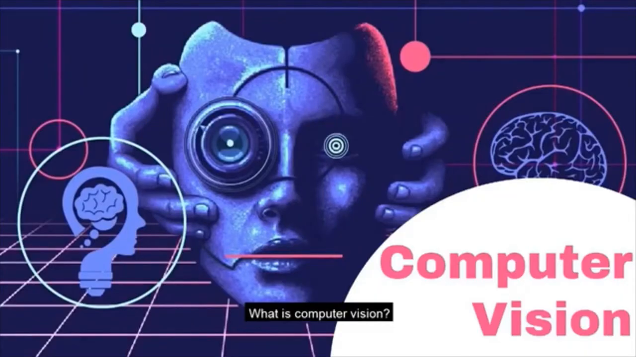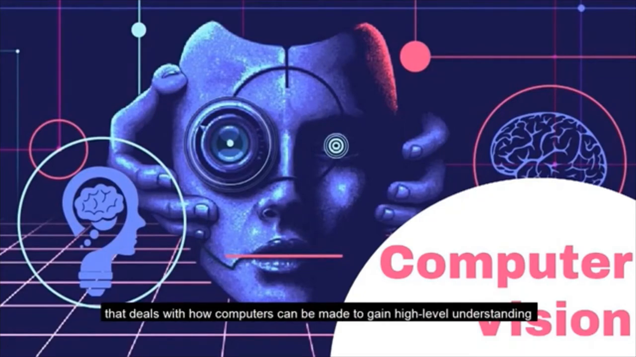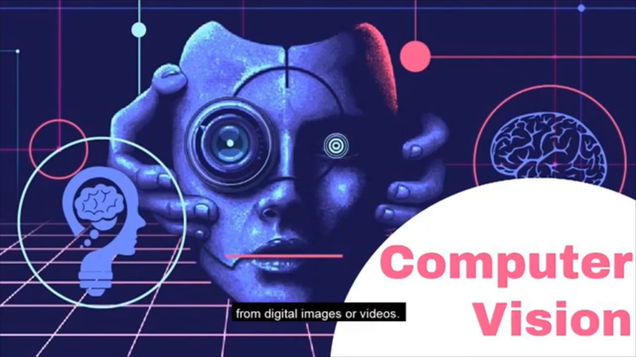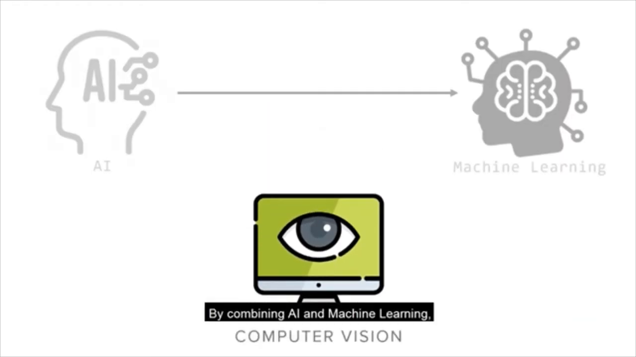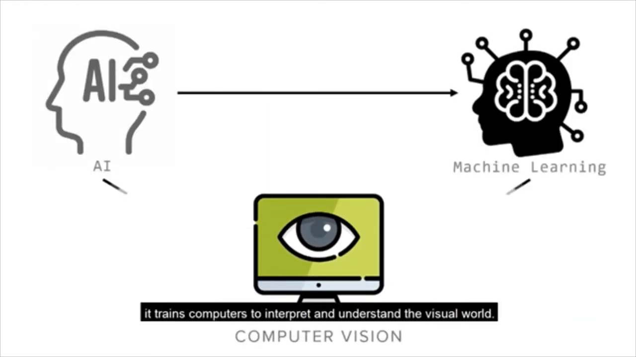What is computer vision? Computer vision is an interdisciplinary scientific field that deals with how computers can be made to gain high-level understanding from digital images or videos. In other words, computer vision uses image processing algorithms to solve some of its tasks. By combining AI and machine learning, it trains computers to interpret and understand the visual world.